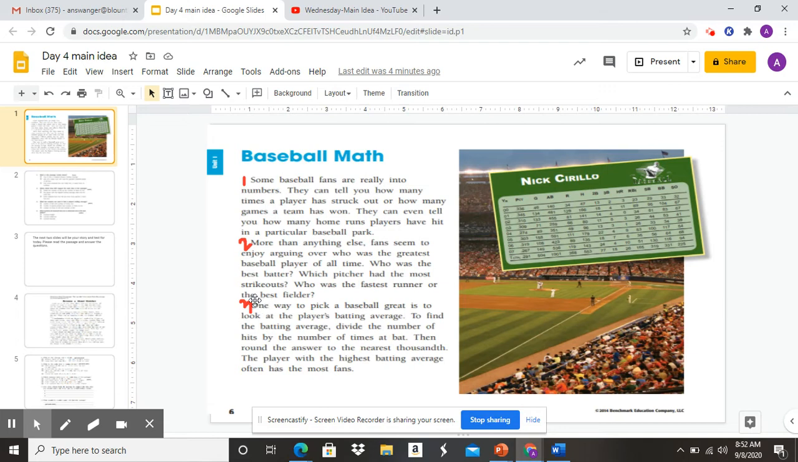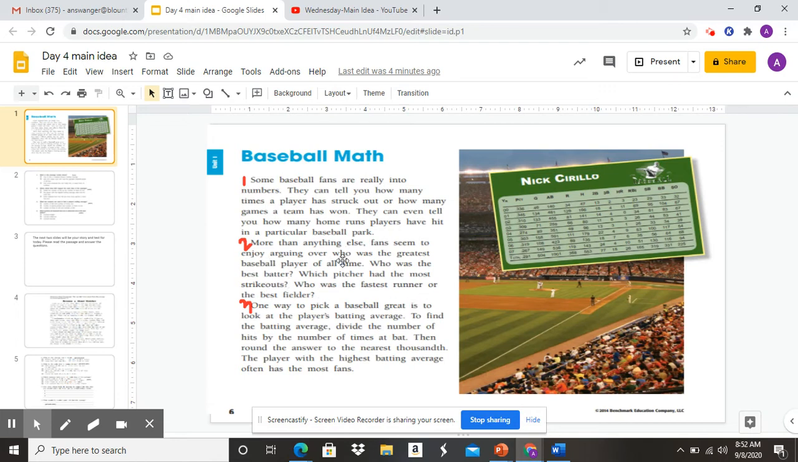So let's go on and read paragraph 2. More than anything else, fans seem to enjoy arguing over who was the greatest baseball player of all time, who was the best batter, which pitcher had the most strikeouts, who was the fastest runner or the best fielder.